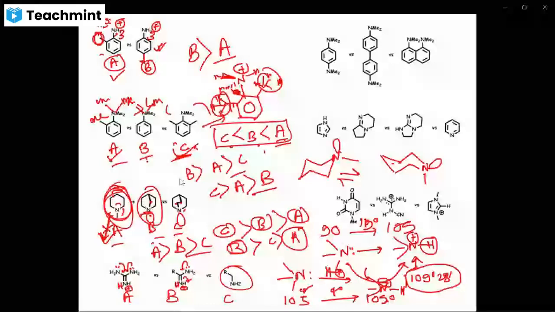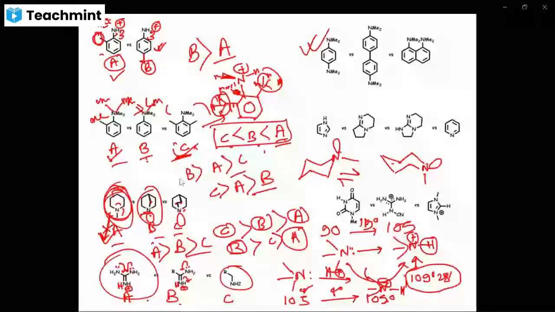Do you agree with me? Okay, so most number of resonating structures means most stable. So A is most stable, then B, then C. Okay, now this is a question from the CSIR NET exam, the last exam, December November 2020.